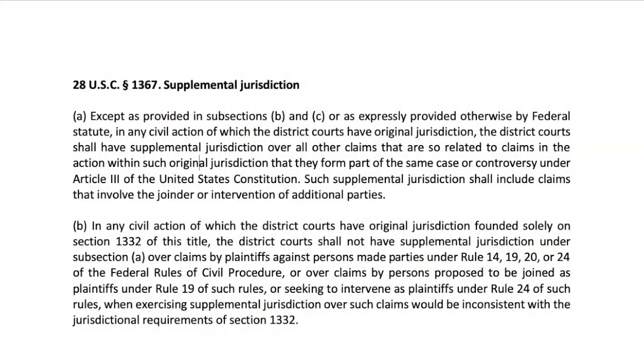1367(a) very broadly says the following. Except as provided in subsections (b) and (c) or other federal statute, where a district court has original jurisdiction, the court has supplemental jurisdiction over claims so related that they're part of the same case or controversy. Okay, so this whole case then turns out to depend on what subsection (b) says.